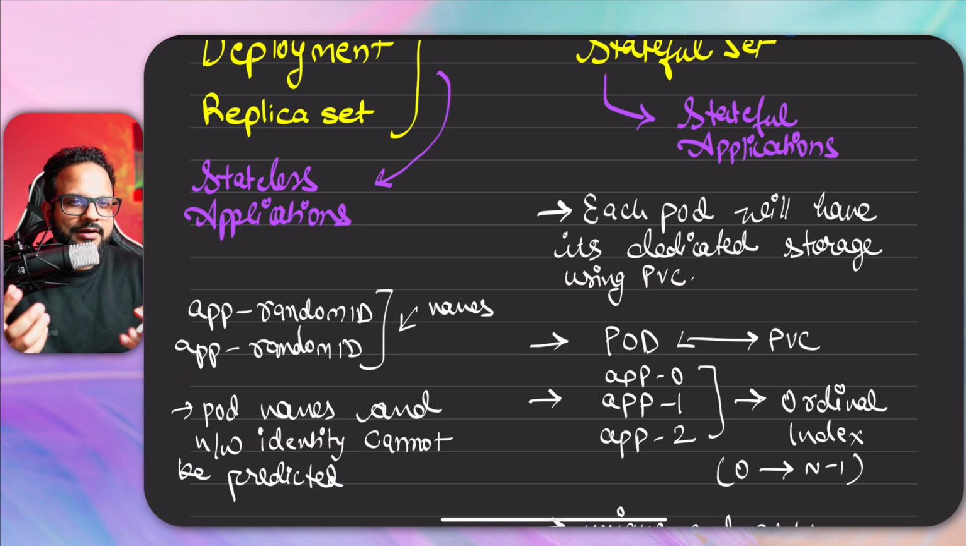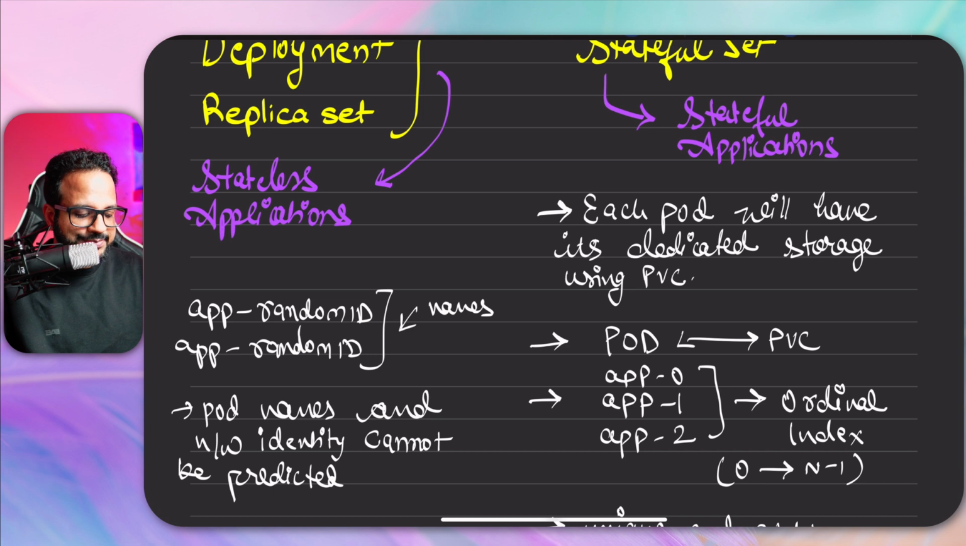So you don't have any control over the naming convention or the network identity of the pods controlled by deployment or replica set. Now, because they are unknown and it is some random ID with the deployment name as the prefix, it cannot be predicted. The pod name or the network identity cannot be predicted in advance.